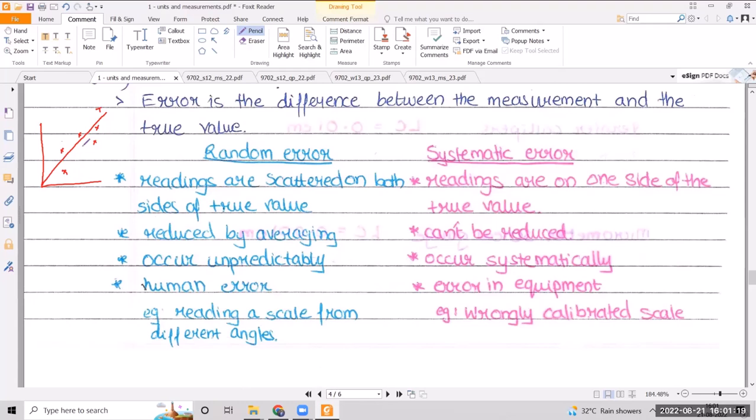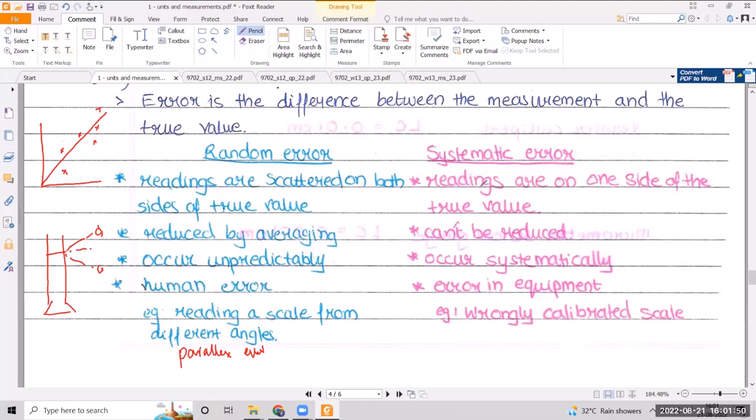So we can say that random error might be caused by the error called parallax error. So if you are measuring the volume of a liquid, and you are not at 90 degrees, or perpendicular, to the reading, then you are having some error at some angle. So that type of error is called a random error.